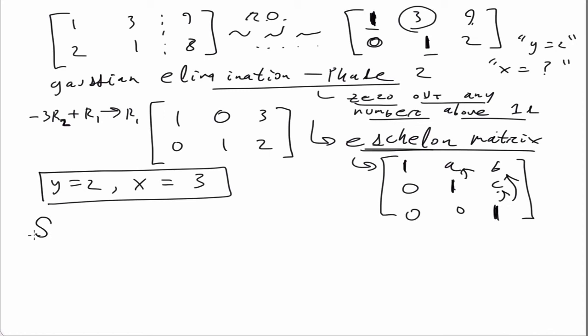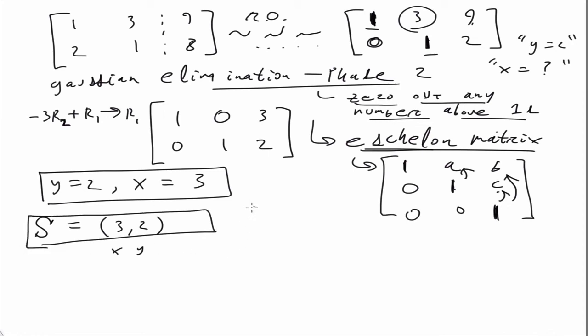So just to put it in form, S is equal to (3, 2), where that's x and this is y. So that's my solution set. And this is a case where we have one unique solution. Okay, and that's how we can do this. Now, in later videos, I'll do Gaussian elimination on a larger system where things are a little bit more complicated. There are more steps, but the procedure is the same.